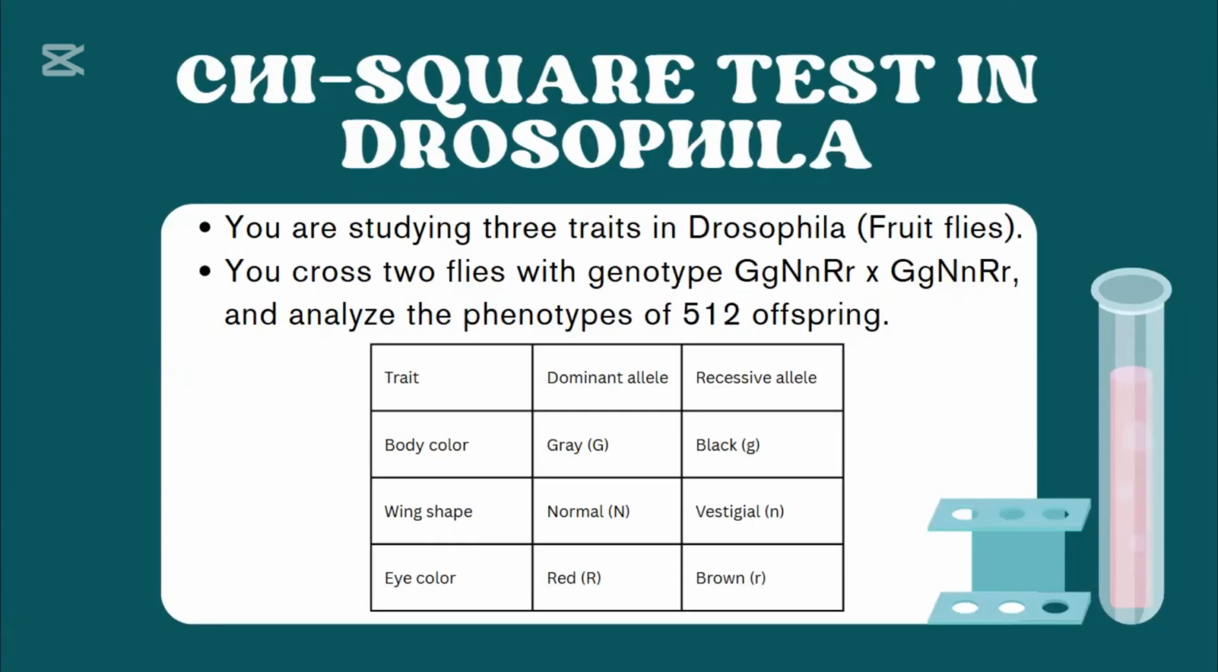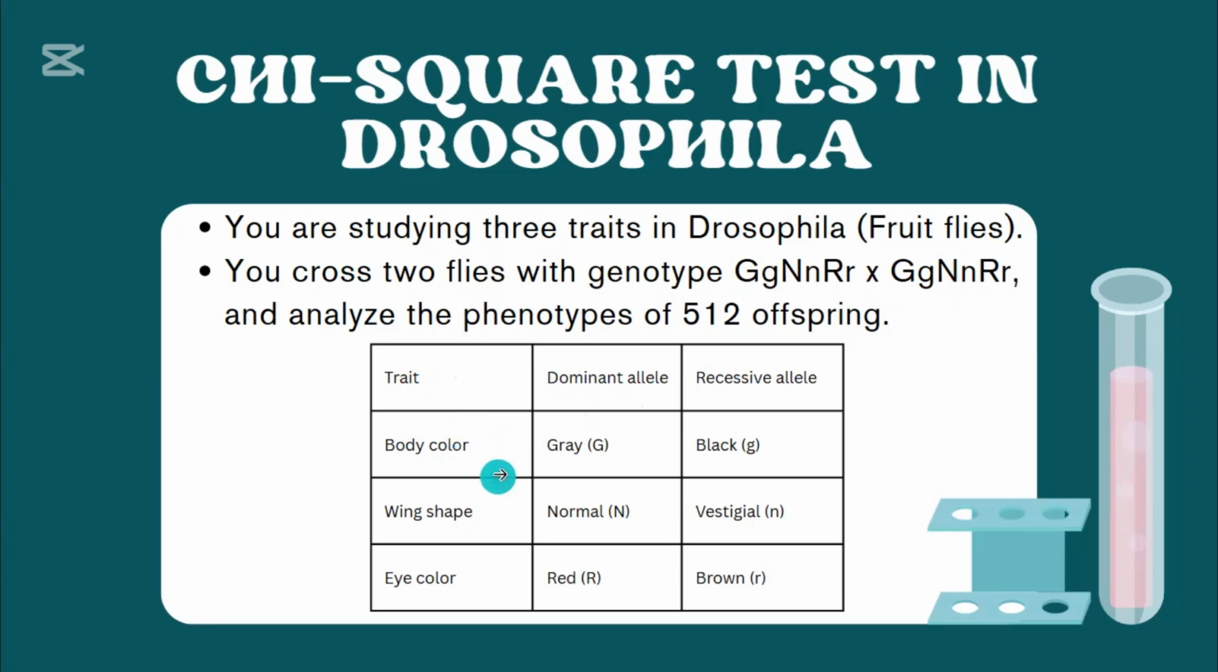So now I'm going to teach you the chi-square test in Drosophila. You are studying 3 traits in Drosophila, or fruit flies. You cross two flies with genotype GGNNRR multiplied by the same genotype and analyze the phenotypes of 512 offspring. Here is a table that shows the traits, dominant and recessive alleles.